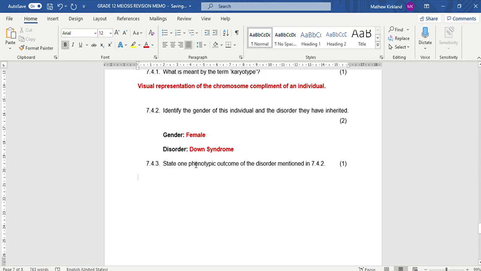Right. State one phenotypic outcome of the disorder mentioned in 7.4.2. So, what would the person with Down syndrome potentially look like? Not mental things, phenotypic. What does the person look like on the outside? So you could have said slanted eyes, facial deformity, the space between the toes is large, the first and the second toe, large crease in palm. Any of those really was potential. Go back to the video where it shows you all those different physical outcomes of that person. But it's actually just stating one of them.